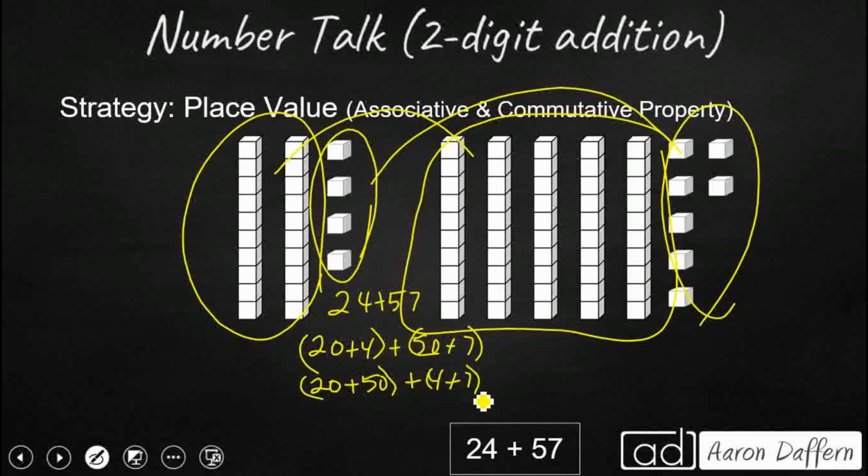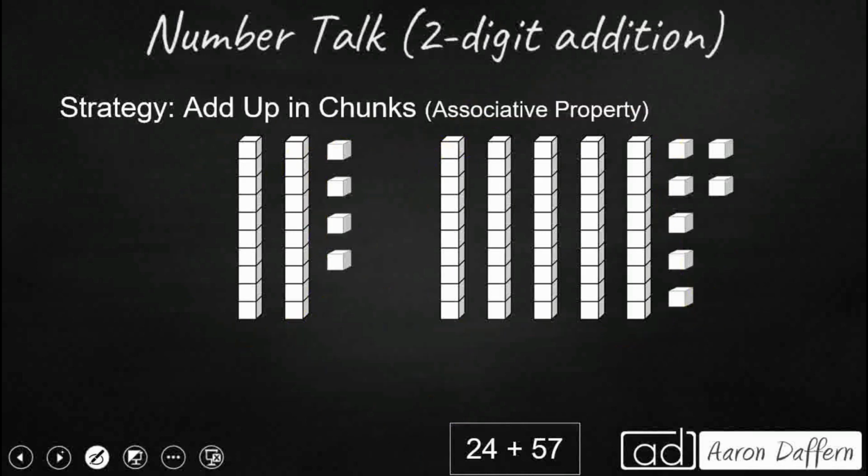So now I've got 2 different groups in different orders here. 20 and 50 is 70. 4 and 7 is a basic fact, 11. And guess what I get? Back up to my 81.